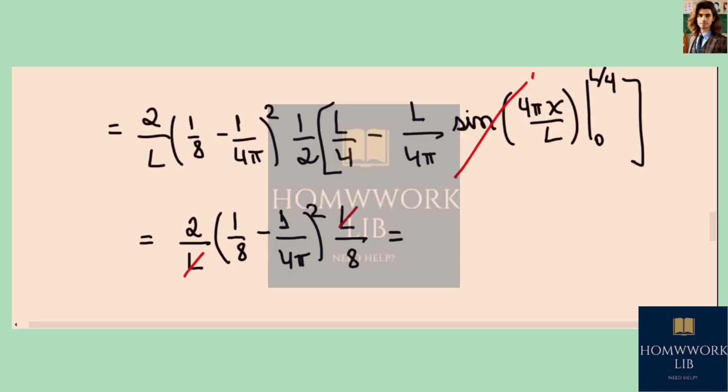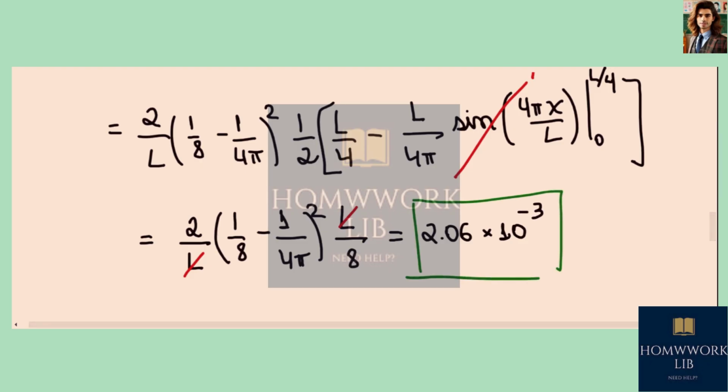So this is equal to 2.06 times 10 to the minus 3. And this concludes our exercise.